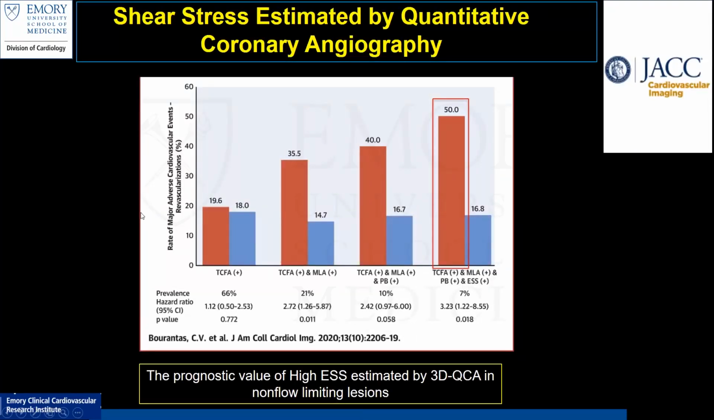Since we published this study, other groups have also used angiograms to calculate shear stress. In a recently published study, the authors combined data from two ACS trials, Prospect and IBIS. They found that high shear stress derived from angiograms, when added to high-risk plaque features on IVUS, had the best prognostic value to predict non-culprit lesion-associated MACE.